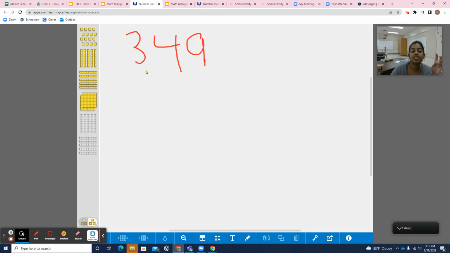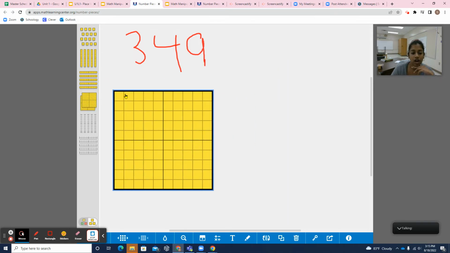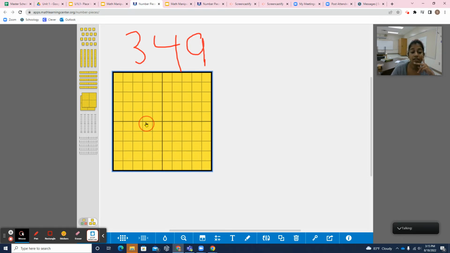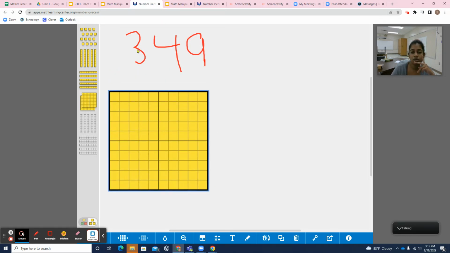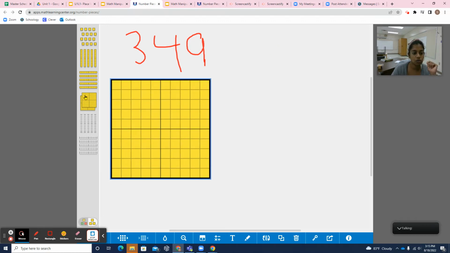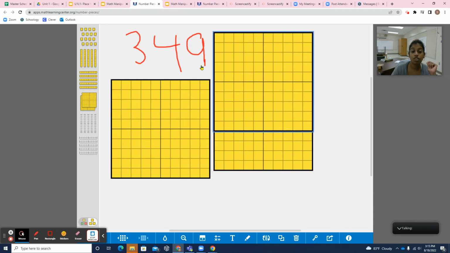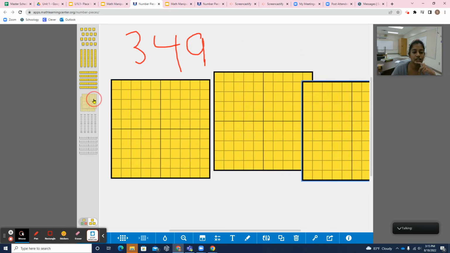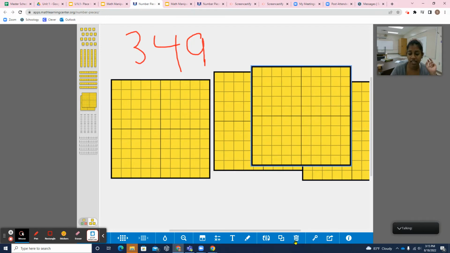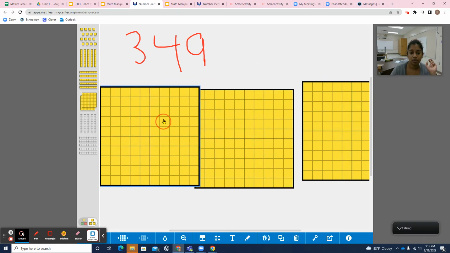Now let's go ahead and build 349. Looking at my base 10 blocks, this right here, I know has 100 units. Each of these little squares is a unit, and there are 100 of these. So I have 100 right here. Now I need 349. If I take 3 of these, that's 100, 200, 300. If I take 4, that's going to be 400. That's too many. So I have 300 blocks so far.